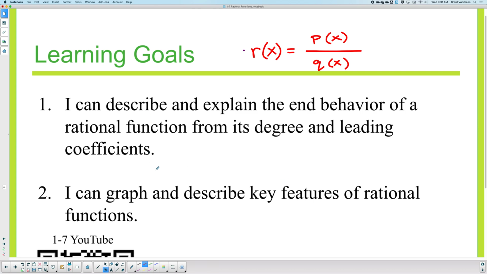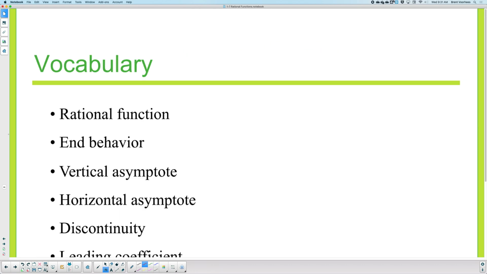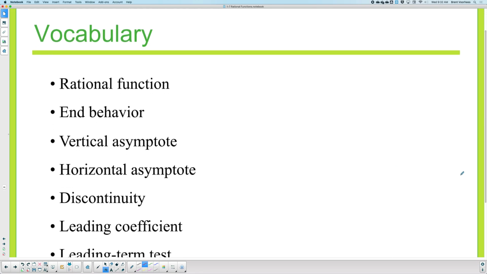So our learning goals are that we can describe and explain the end behavior of a rational function from its degree and leading coefficients. And we can also graph and describe key features of rational functions. That's the goal for today's learning. As always, there's vocabulary here that we'll get as we go throughout the lesson.